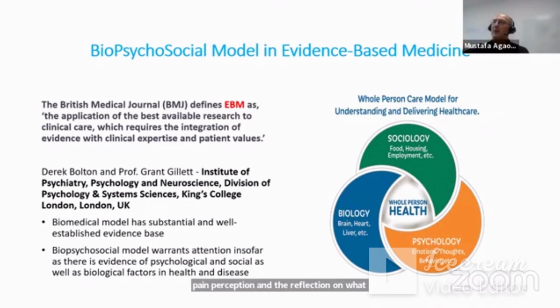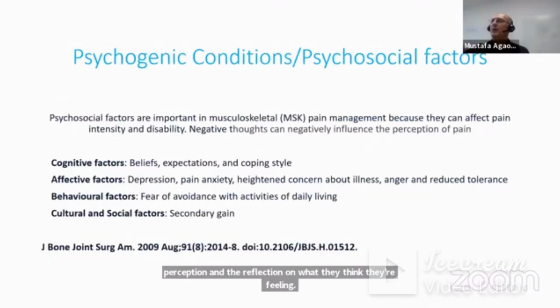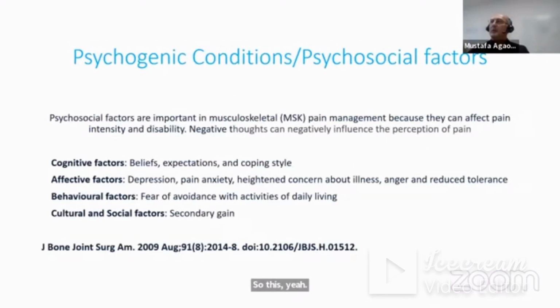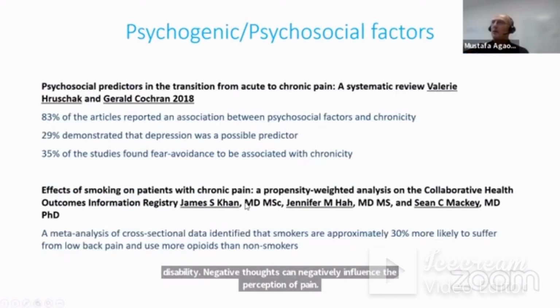So moving on from there, I wanted to see what the evidence was on psychogenic conditions and psychosocial factors in patients' perception of pain. Psychosocial factors are important in musculoskeletal pain management because they can affect pain intensity and disability. Negative thoughts can negatively influence the perception of pain, according to a study back in 2009.